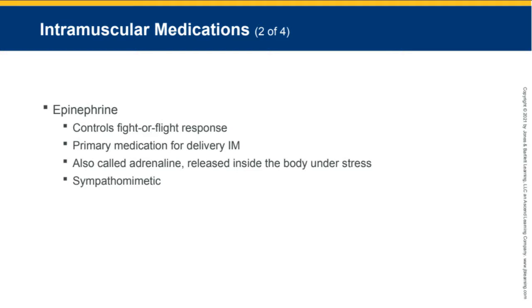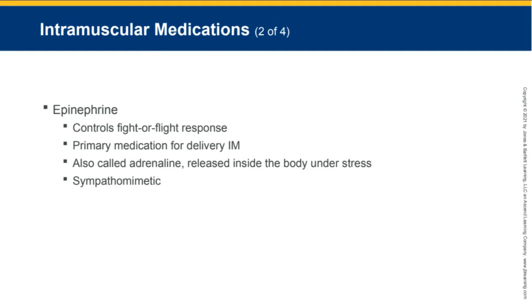Epinephrine is one of those drugs that would be administered via the intramuscular route. It's also known as adrenaline. It is released inside the body when there is sudden stress. It's the main hormone that controls the body's fight or flight response.